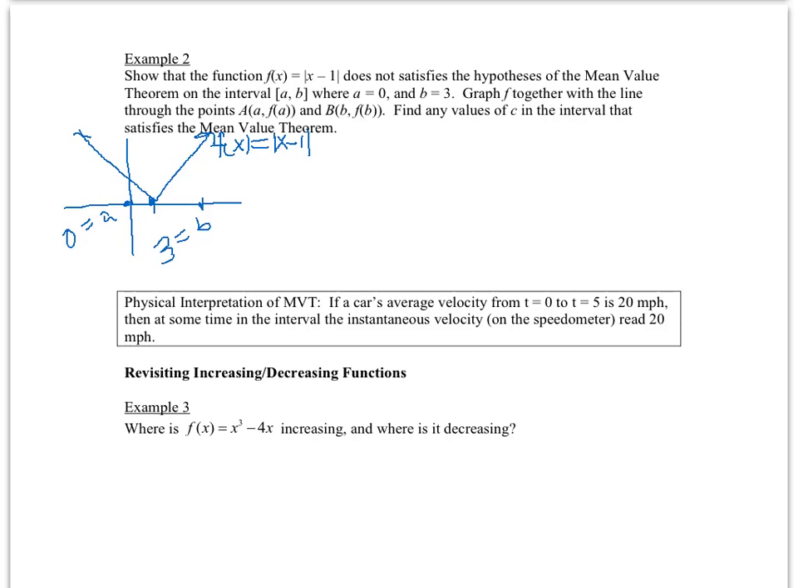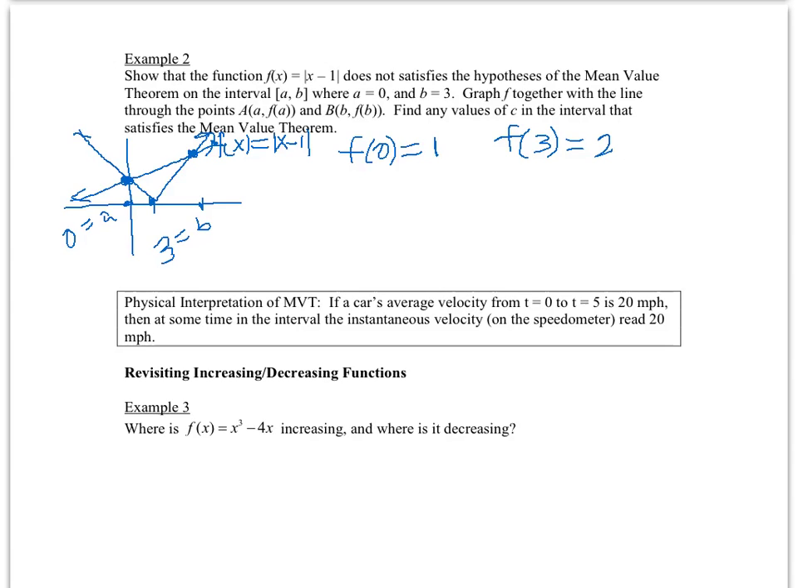So because this does not satisfy the hypotheses of the mean value theorem, we're going to go ahead and graph together the line through the points a comma f of a. So if you plug in 0 into the function, you're going to get a y value of 1. And then at b equals 3, you're going to get a value of 2. So if you connect those guys, f of 0 we just said was 1, f of 3 was 2.